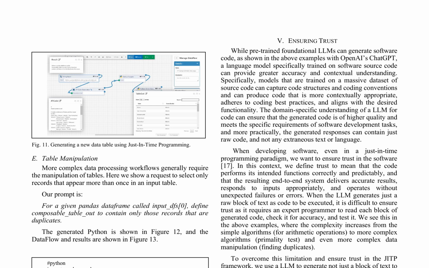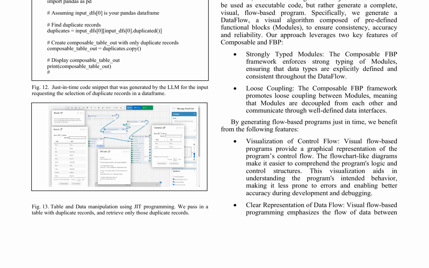To address this limitation, the authors propose leveraging the Composable and Flow-Based Programming (FBP) framework to generate complete, visual, flow-based programs. This approach enforces strong typing of modules and promotes loose coupling between them, providing features such as visualization of control flow, clear representation of data flow, and easier comprehension of the program's logic and control structures. By generating flow-based programs just in time, the authors enable easier understanding of the program's intended behavior, reducing the likelihood of errors and improving accuracy during development and debugging.